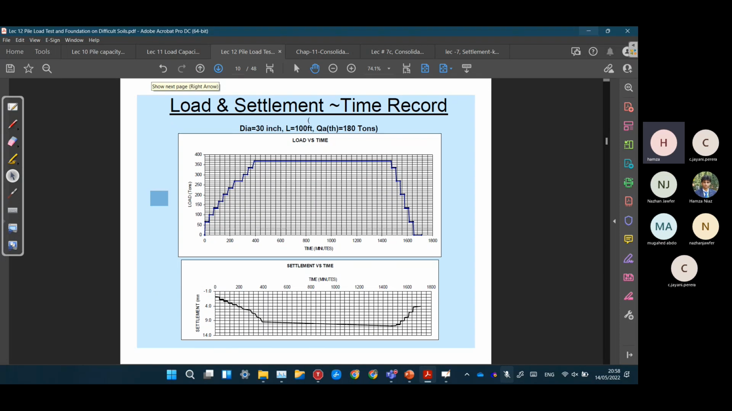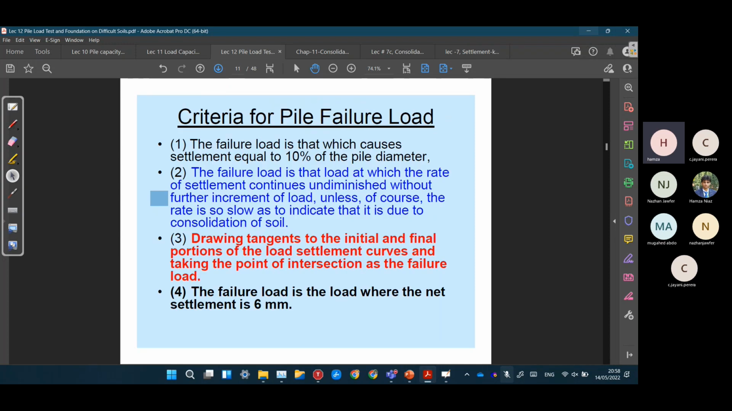So we'll get some graphs like this. We now know how to draw them. Something we have to keep in mind is the failure criterion. The first one is the failure load which causes 10% settlement. For example, if the pile diameter is 450 millimeters, then whatever load causes 45 millimeter settlement, we would declare as the failure load for the pile.